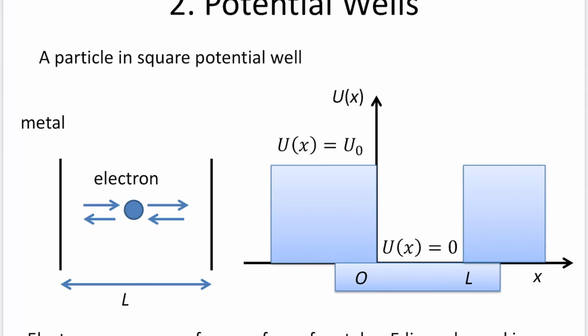In this session, we'd like to solve the Schrödinger equation in the potential wells. So in the particle in the box, potential becomes infinite at x equals 0 and x equals L. But in the case of the potential well, the height of the potential becomes finite. So the particle exists in the square potential well. These situations correspond to an electron inside of the metal.